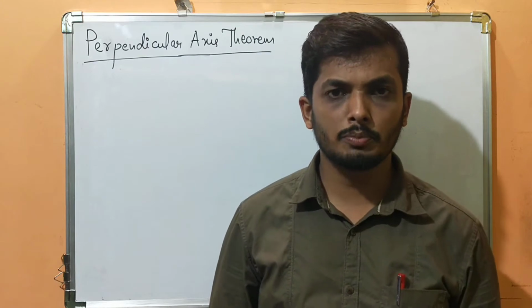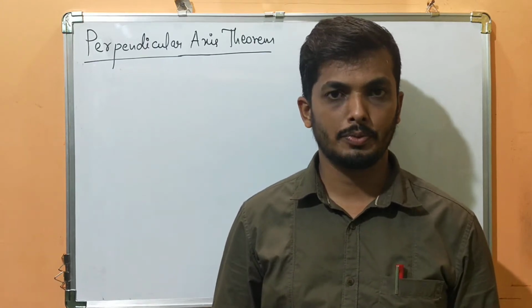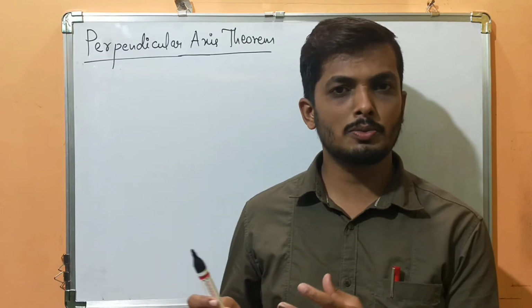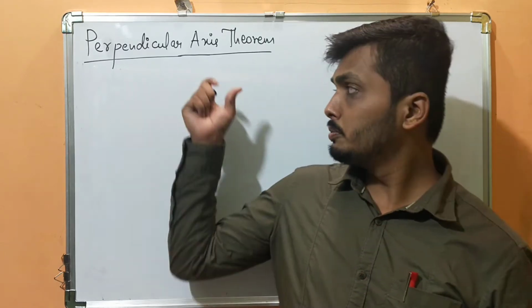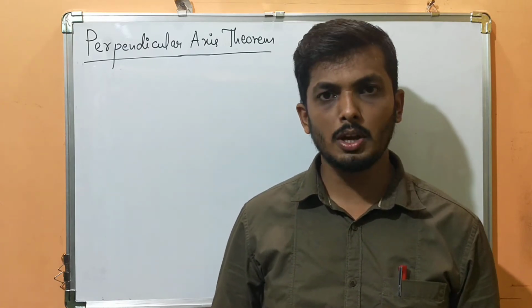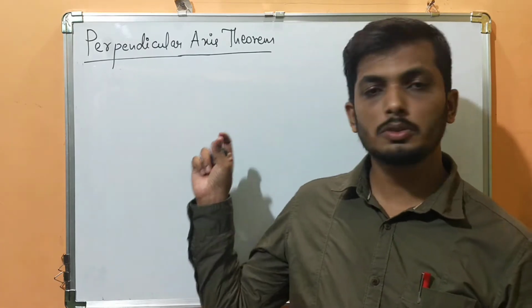Now the significance of both the theorems is to find the moment of inertia. In earlier classes we have already found moment of inertia, but it was for very simple body structures. Now these two theorems will help you find the moment of inertia of any complex structure. Okay, so let us understand both the theorems.